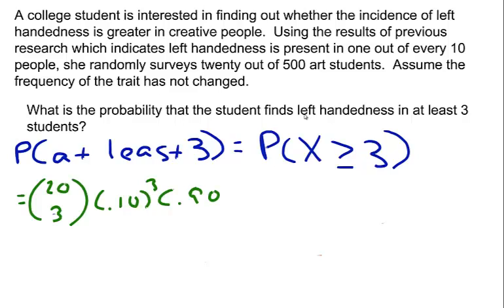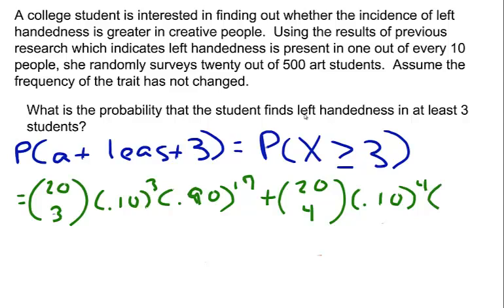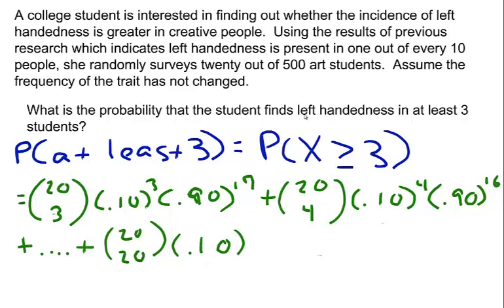raised to the 17th power, plus the number of students, 20, over 4, who have the left-handedness trait, times our probability of success, 0.10 to the 4th, times the probability of failure, 0.90 to the 16th. Now this formula will continue using the pattern. So the next would be parentheses 20 over 5 times 0.10 to the 5th times 0.90 to the 15th. You would continue all the way to the end until you obtained 0.10 to the 20th times 0.90 to the 0.